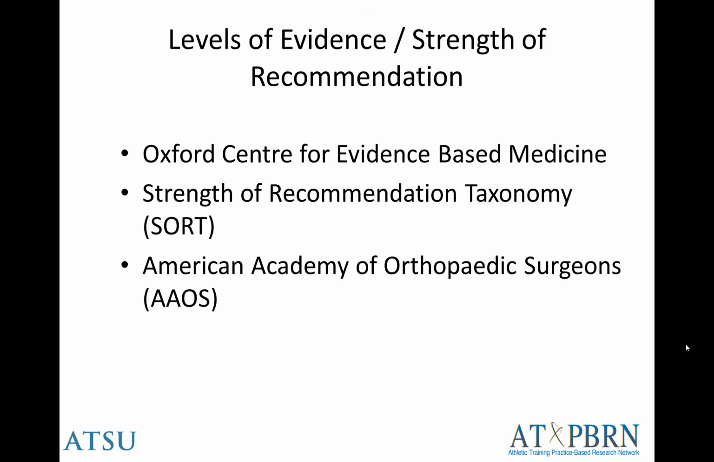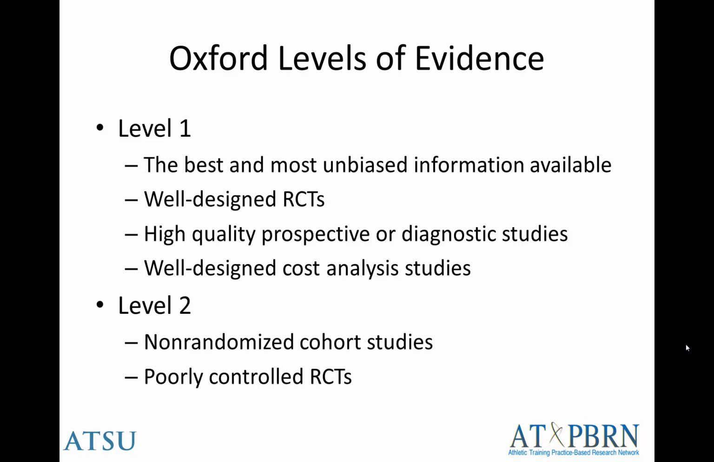There are numerous taxonomies to grade levels of evidence and strength of recommendation. In this presentation, we are going to cover 3, although 2 of them are very similar. The Oxford Center for Evidence-Based Medicine is the most well-known taxonomy. The strength of recommendation taxonomy was developed by the American Academy of Family Physicians and is one that we like because of its use of the outcome variable as the primary driving force in determining a level of evidence. And then the American Academy of Orthopedic Surgeons has derived their scale based primarily off of the Oxford Center scale. However, it is specific to sports medicine and relevant to practicing athletic trainers.